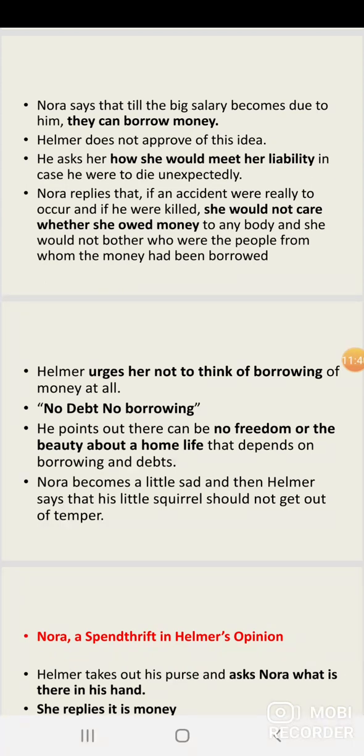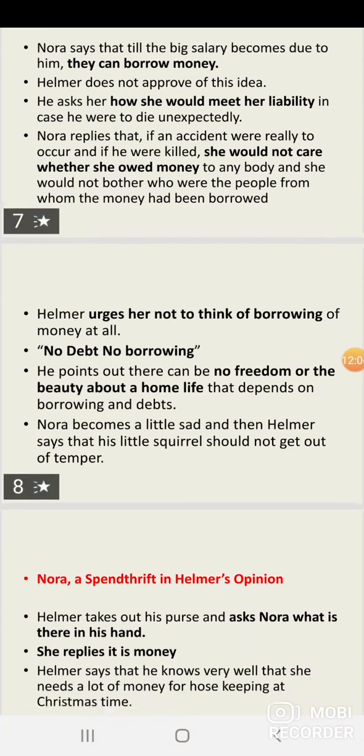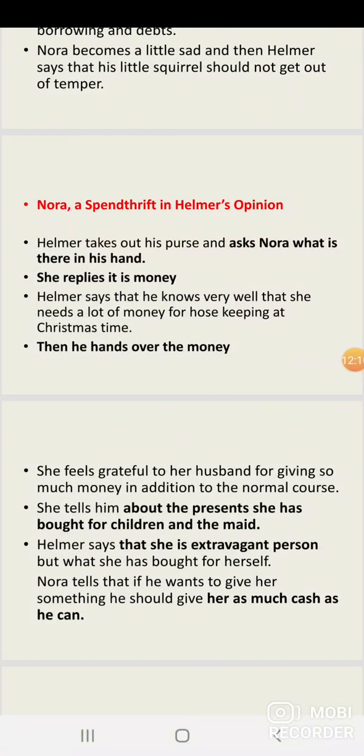So, in fact, Helmer is trying to irritate his wife. His attitude towards his wife is not good. Because we have seen, and now we will see, that Nora has not purchased anything for herself, but she has bought something for the children, some for the maid, and some for Helmer himself. So she thinks about the family, but Helmer thinks only about the money. Helmer thinks that Nora is a spendthrift. This is the perception which Helmer has in his mind for Nora.